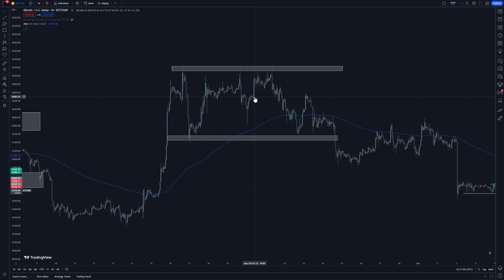I remember when I was starting out, I watched like 5 to 6 videos on support and resistance. All of them were confusing, and I just tried to simplify it here as much as I possibly could.